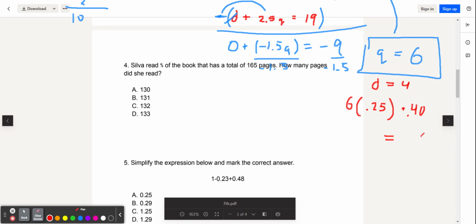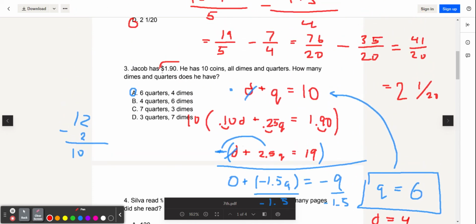How much money is that? Well, we multiply this out. 6 quarters is $1.50, right? Plus 40 cents is $1.90. And you can see that is the original value. So we know our answer is correct.